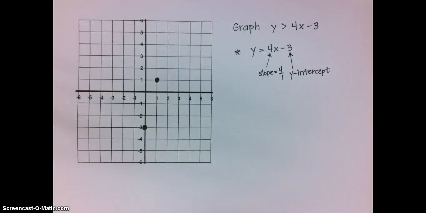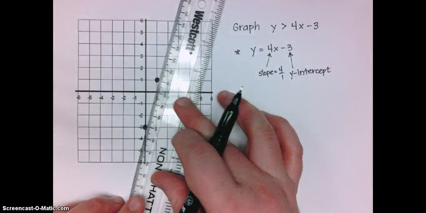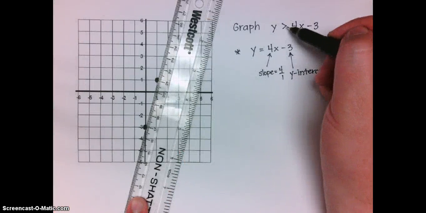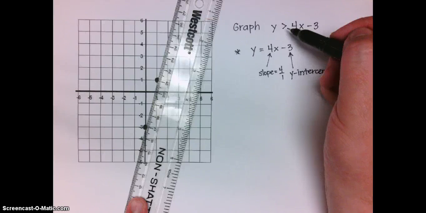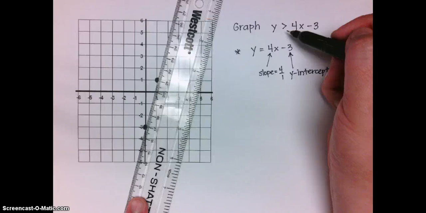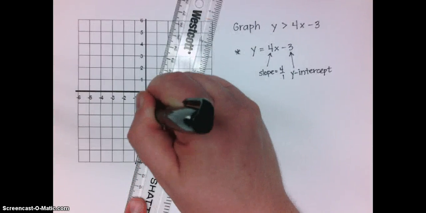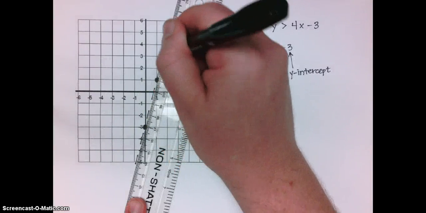I have my 2 points. I'm ready to draw my line, but I need to look. It is greater than. It's not greater than or equal to. So thinking back, that means I'm going to draw a dotted line. So instead of a solid line, I'm going to draw a dotted line with my ruler.